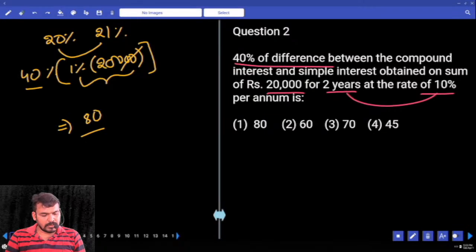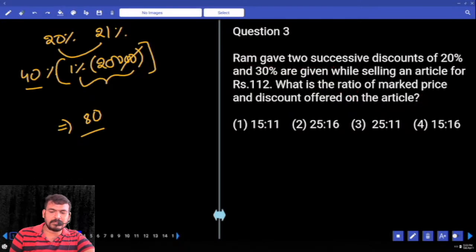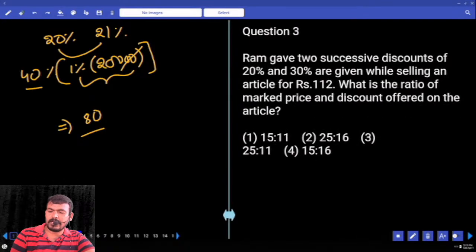Next question number 3. Ram gave 2 successive discounts of 20% and 30% while selling an article for 112 rupees. What is the ratio of the market price and discount offered on the article?